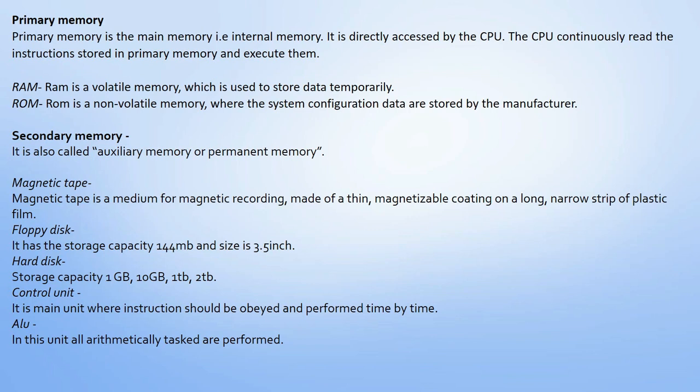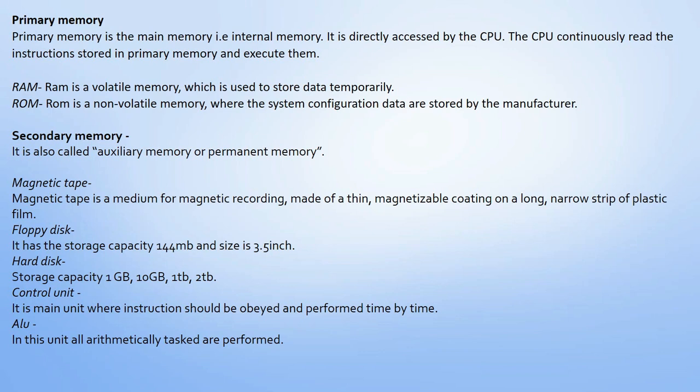Now secondary memory is also called auxiliary memory, or permanent memory, meaning the data is stored permanently. But in primary memory, data is stored only temporarily. That's why primary memory is called volatile. And secondary memory is the permanent memory.